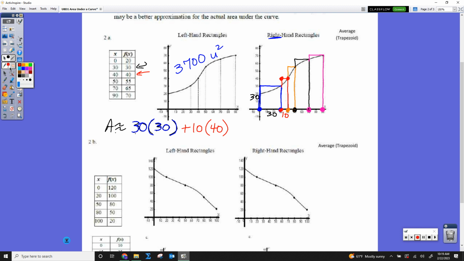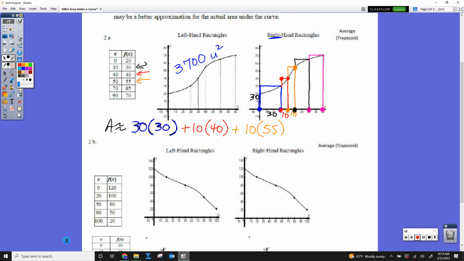Okay, now our orange rectangle, distance of 10 for the base. And then our height that goes up here, touch the graph at that spot. Well, we can come over here and see that that's a height of 55, using our table.